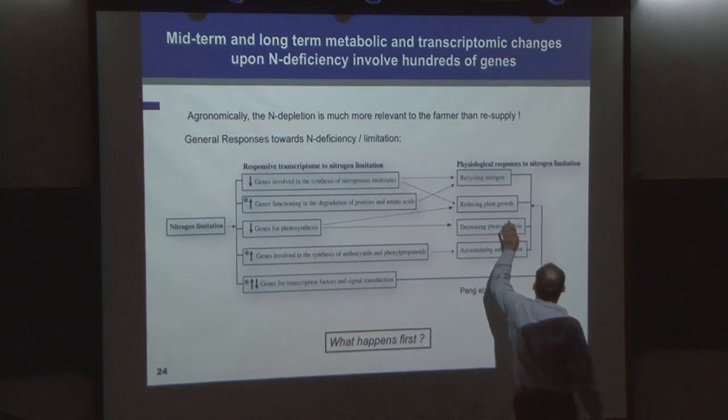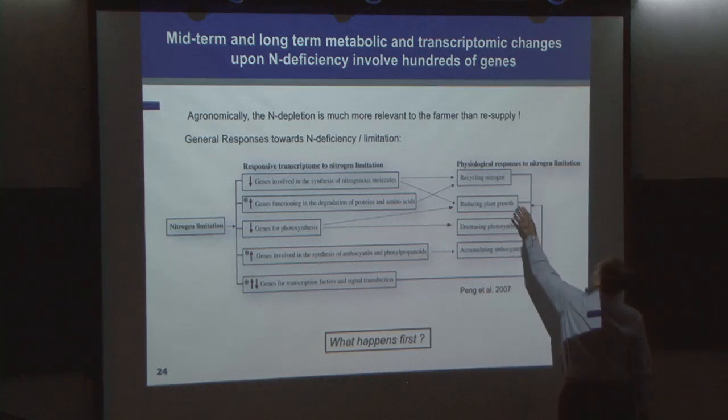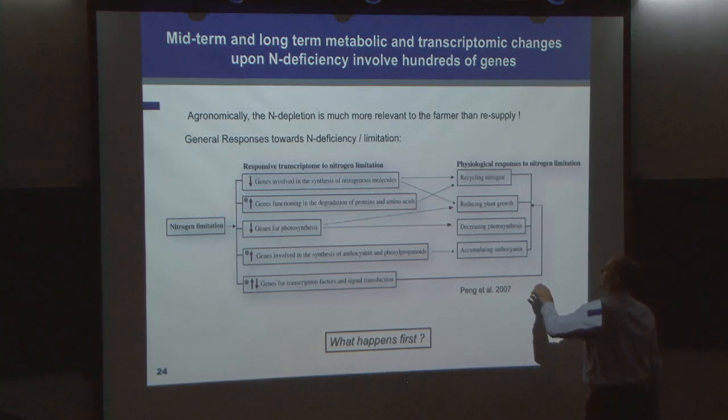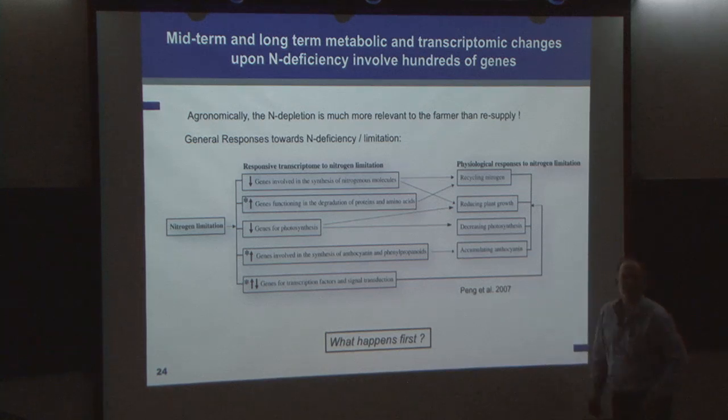So photosynthesis is going down, plant growth is going down, nitrogen is recycled, and there are some stress-related substances, for example, anthocyanins giving red coloration. They are produced. So this is pretty well understood, both on the physiological and the transcriptomic level. But how quick is this response now? What happens first? What is really the first sign? This is what we wanted to address.